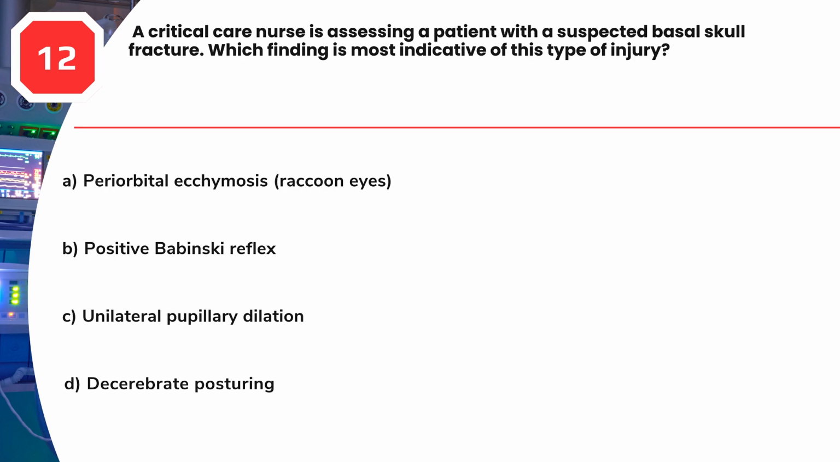Question 12. A critical care nurse is assessing a patient with a suspected basal skull fracture. Which finding is most indicative of this type of injury? A. Periorbital ecchymosis, raccoon eyes. B. Positive Babinski reflex. C. Unilateral pupillary dilation. D. Decerebrate posturing.